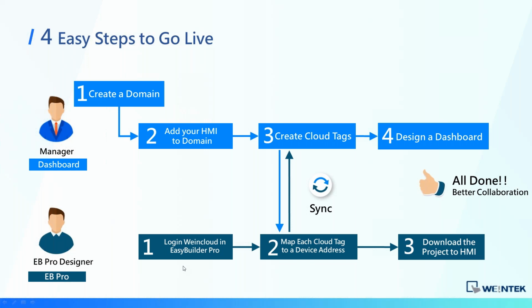The first step is that he needs to log in to a Weincloud account in EasyBuilder Pro. The second is that he can sync the cloud tags to EasyBuilder Pro. He can get the cloud tags from Weincloud, and in EasyBuilder Pro, he can map these tags to the actual registers, with actual machine data. After that, he has already synced the tags from Weincloud. The last step is to download the EasyBuilder Pro project to the HMI, so that the HMI can actually send the data to Weincloud, and it is finished.